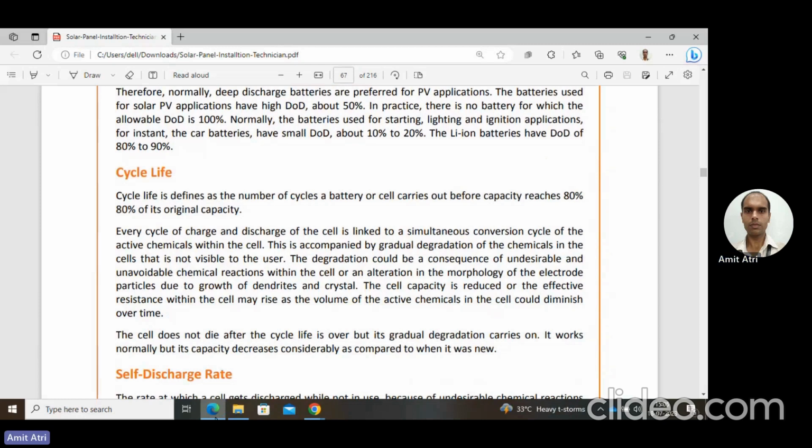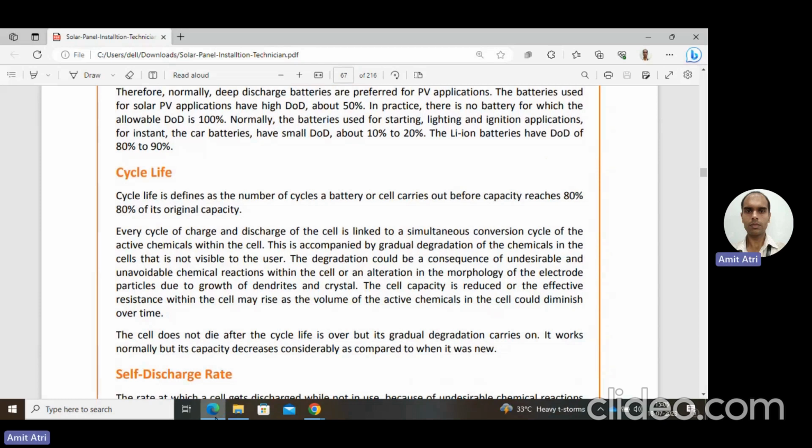Okay, so earlier it was 100 ampere hour, now it is 80 ampere hour. So how many cycles are carried out before it reaches 80 ampere hour of its capacity? It means 80 ampere hour, that is 80% of its capacity. So that number of cycles is the cycle life.